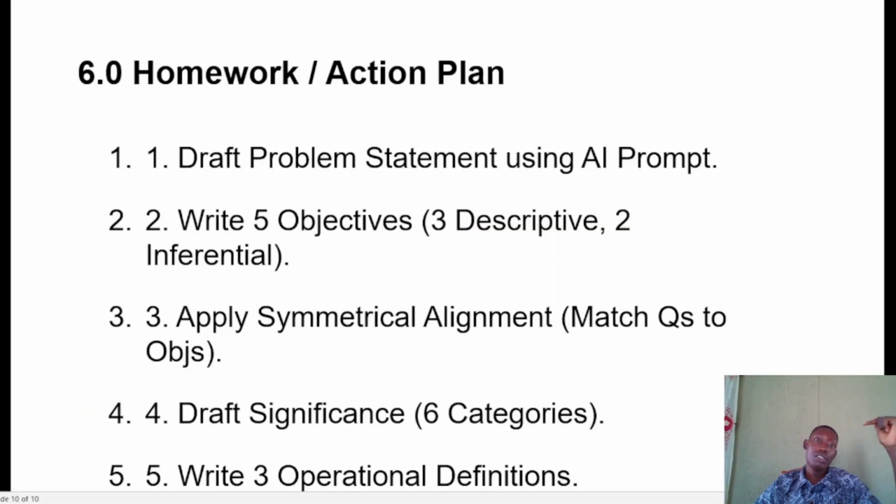All right. So this is just an assessment. Draft your problem statement using the AI prompt. Write 5 objectives, 3 descriptive, 2 inferential. Then draft the significance of your study and write 3 operational definitions for your research topic. Write 3 operational definitions for your research topic.